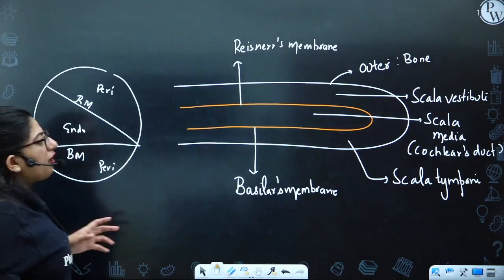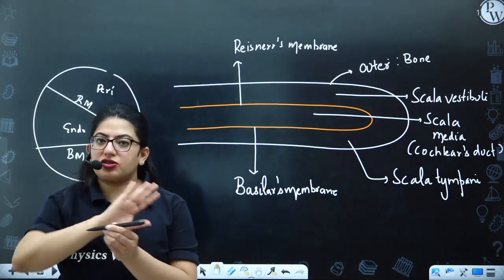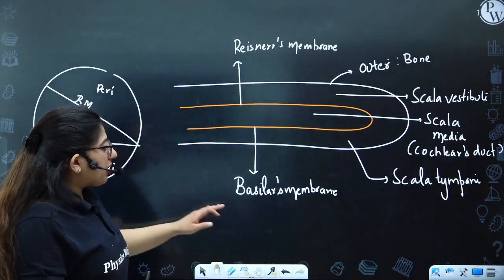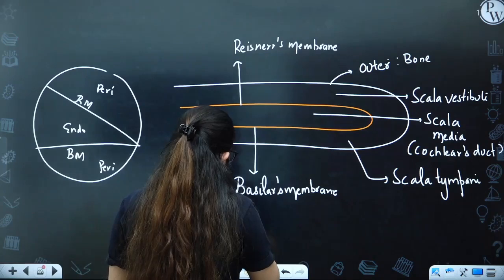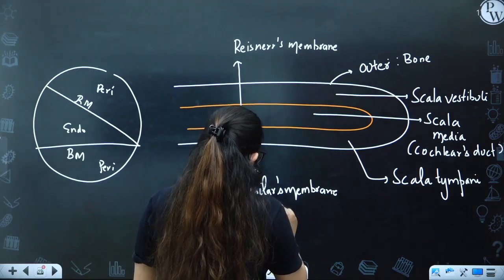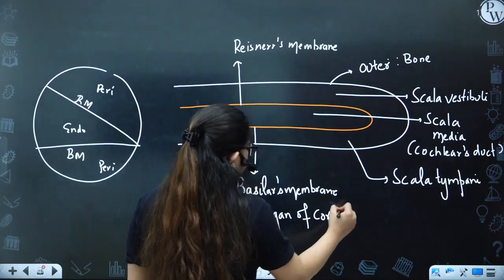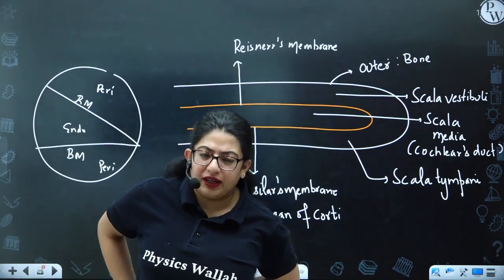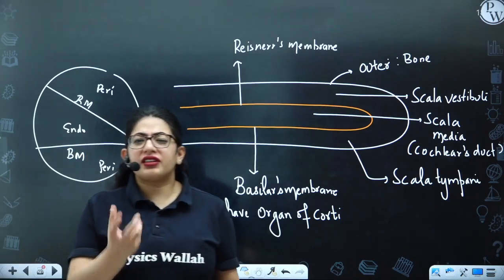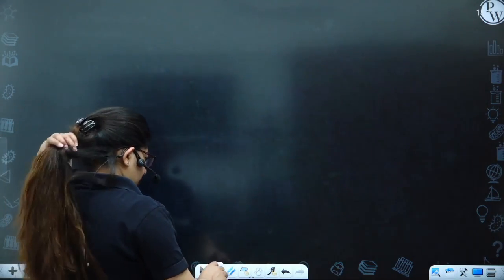Okay. So what we have done, they have taken this section. We are taking this section. That's it. Okay. So in the basilar membrane, an organ is present which is known as the organ of Corti. So let's see how the organ of Corti looks. What does it have that helps you to hear? So if I draw the diagram of the organ of Corti, what does it have?